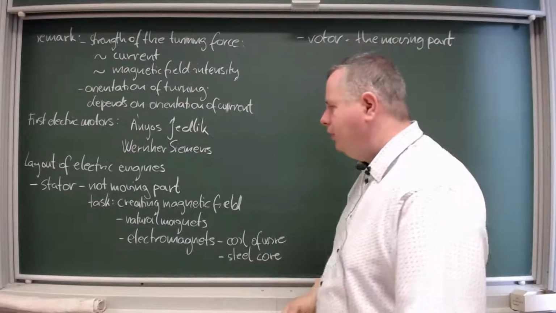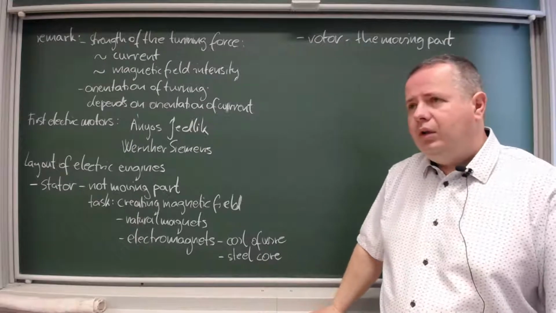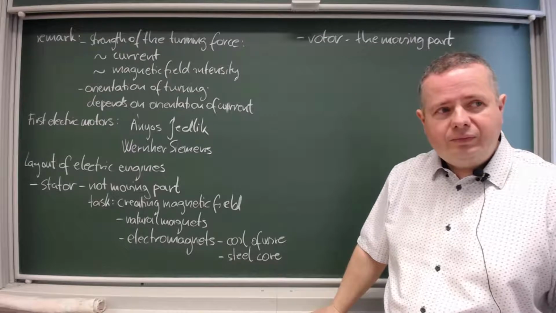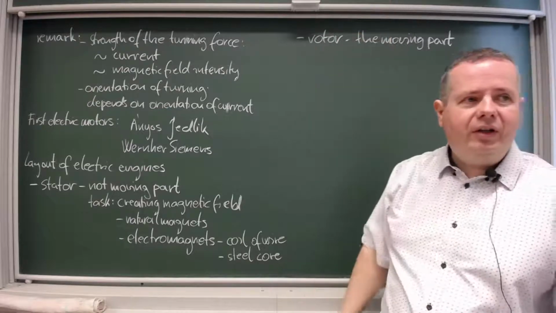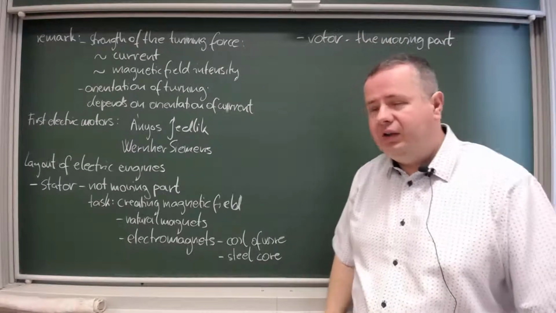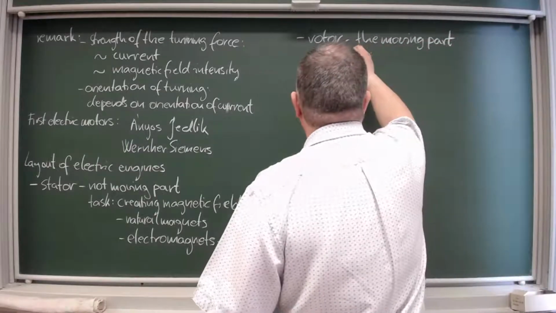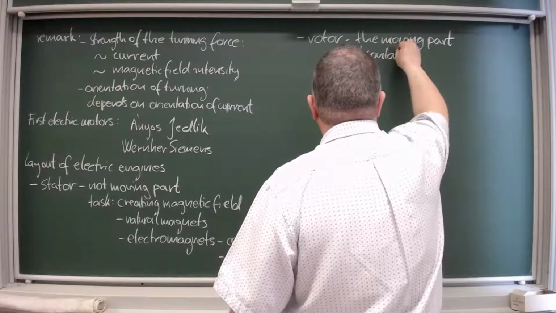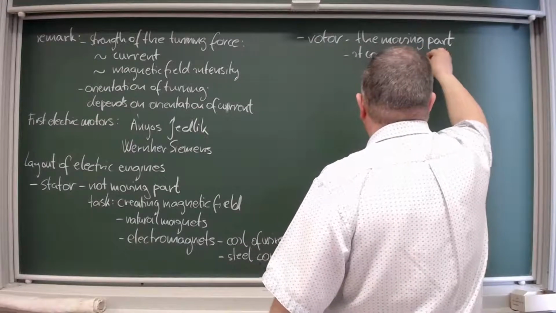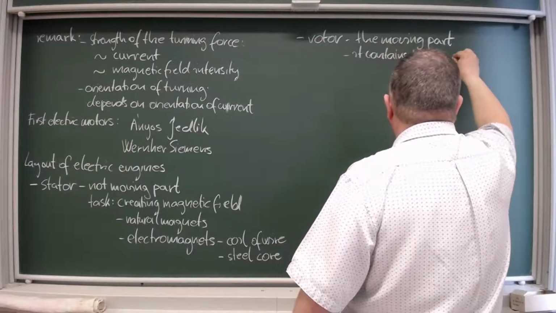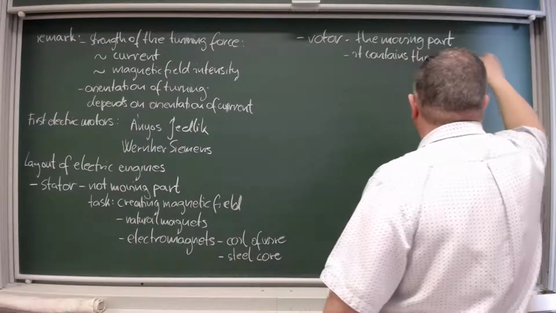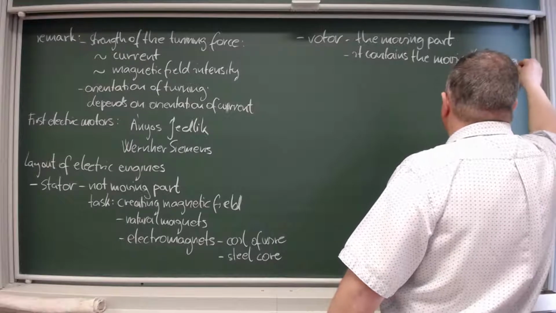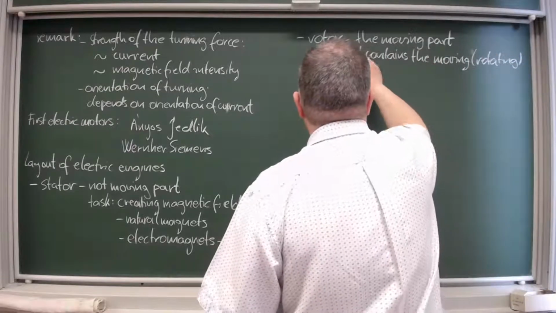The rotor is the thing that contains the wire loop, the yellow one that was turning in the magnetic field. Okay. It contains the moving, namely rotating, wire loop.